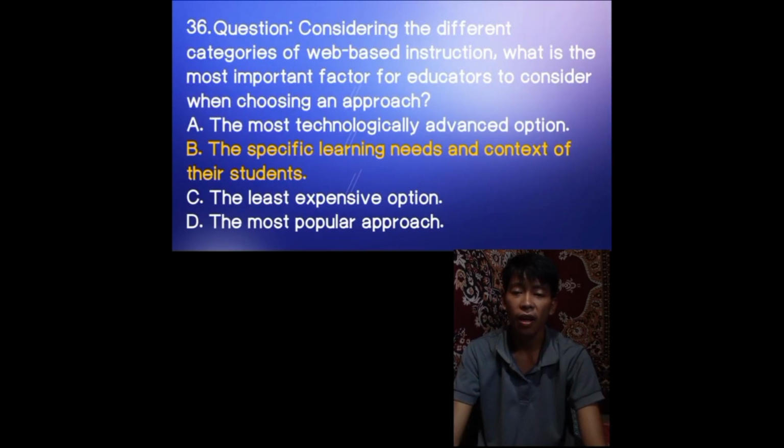For number 36, the correct answer is letter B. The specific learning needs and context of their students. So the best approach depends on the learner's needs, the subject matter, and available resources.